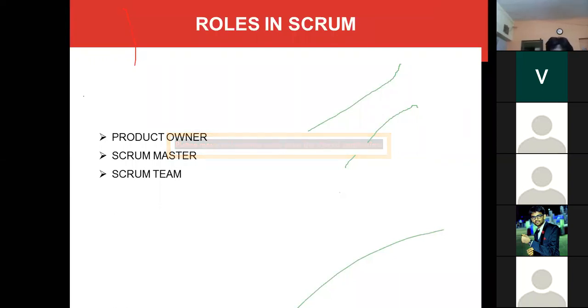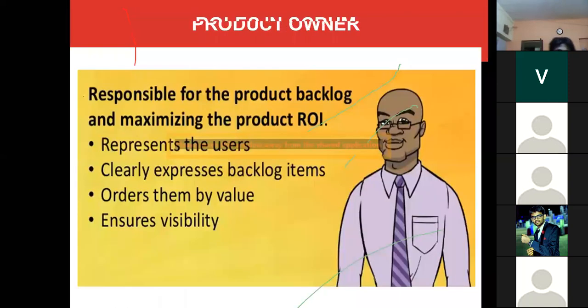So a product owner. What will a product owner be doing in Scrum? The product owner will be responsible for writing the user stories. What is a user story?